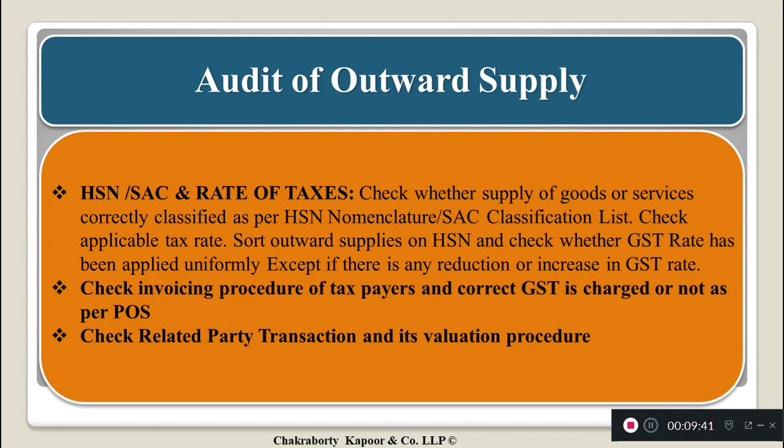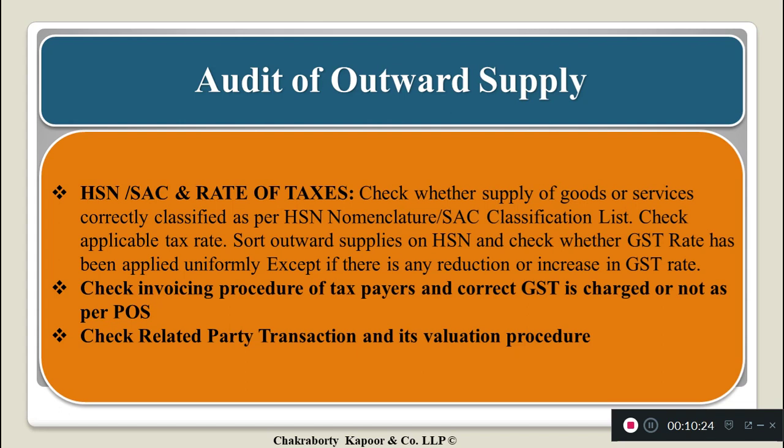Audit of outward supply. To conduct GST audit of outward supply, we have to check whether supply of goods or services is correctly classified as per HSN or SAC code classification list. Check applicable tax rate according to HSN or SAC code. For this, sort outward supplies on HSN or SAC code and check whether GST rate has been applied uniformly, except if there is any reduction or increase in GST rate. This is a better way to sort outward supplies on HSN or SAC code to check whether GST is uniformly applied or not.